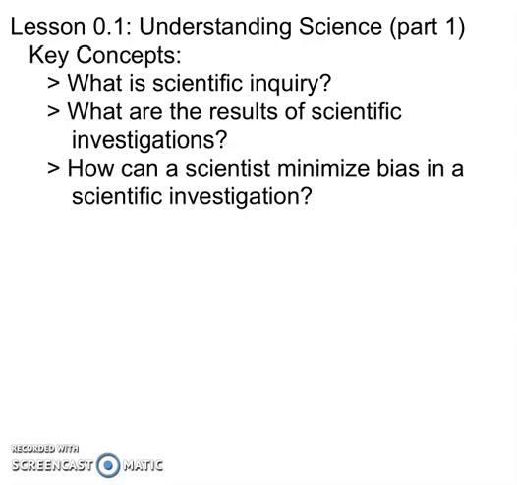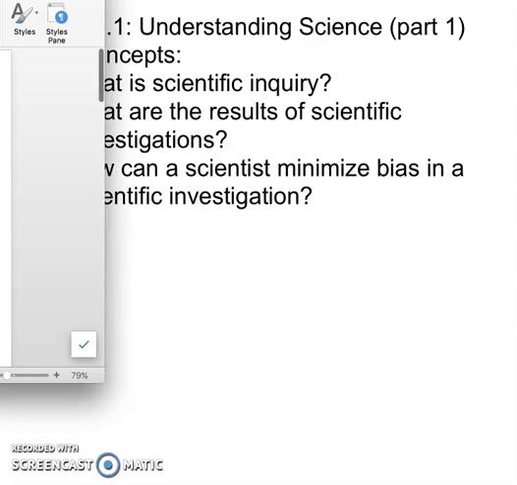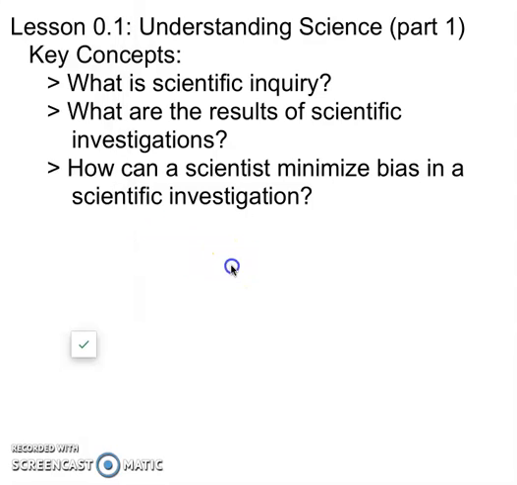Today I'm going to cover understanding science, or basically the nature of science. So what you're going to want to do is pull up your Life Science Nature of Science active notes, or NOS active notes. And today our learning objectives are: what is scientific inquiry? What are the results of scientific investigations? And how can a scientist minimize bias in a scientific investigation?